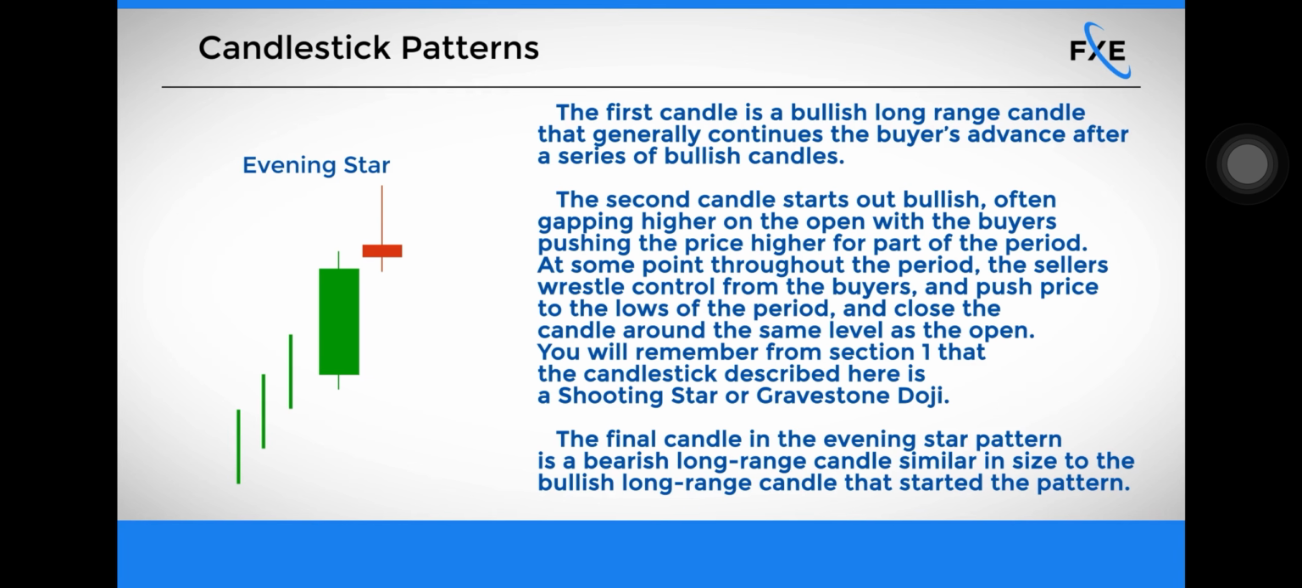You'll remember from section 1 that the candlestick described here is a shooting star or a gravestone doji. The final candle in the evening star pattern is a bearish long-range candle, similar in size to the bullish long-range candle that started the pattern.